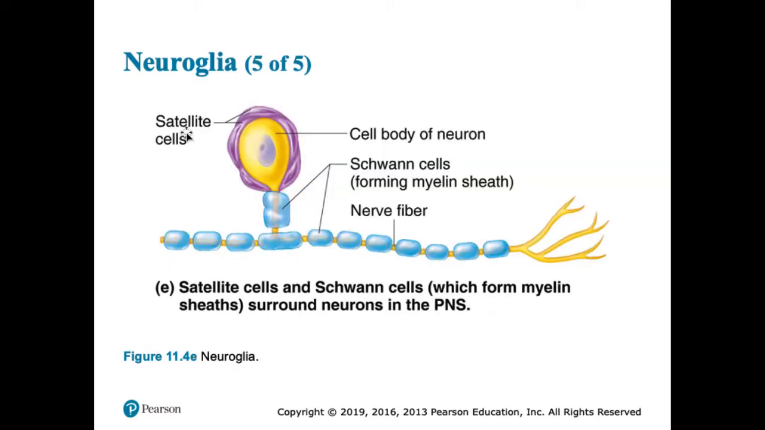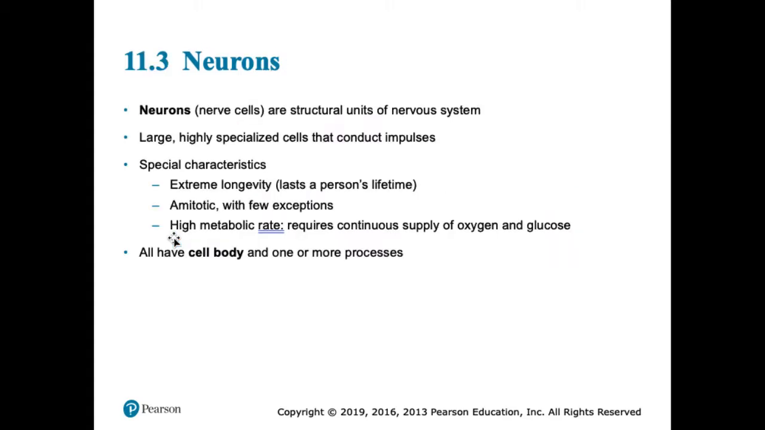So you can see here, this is the cell body of the neuron. You have some satellite cells that surround it. A myelin sheath, here we call this a Schwann cell. And so you can see that myelin sheath is formed around it. So satellite and Schwann cells, they form those myelin sheaths around those neurons in the peripheral nervous system. And they're very, very important in the protection of that nerve cell.